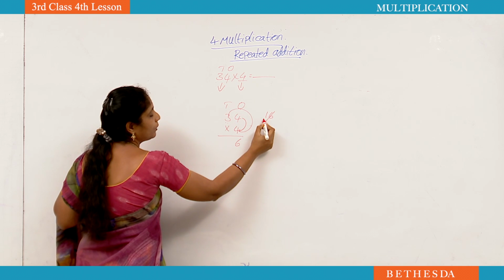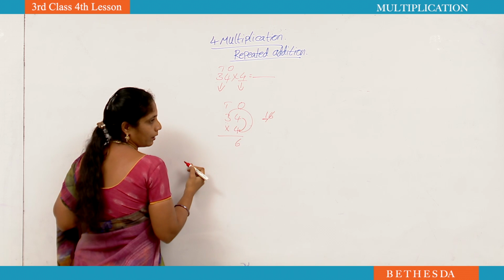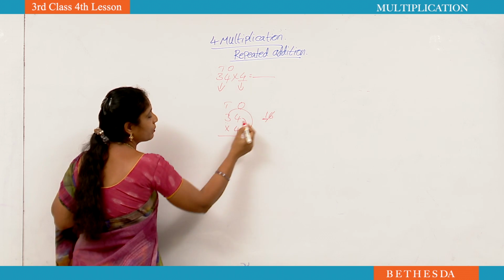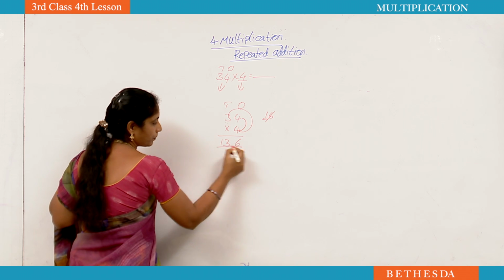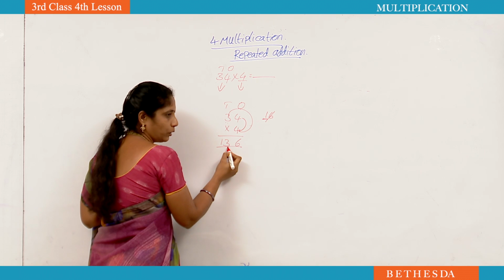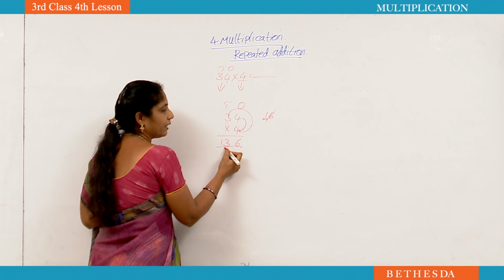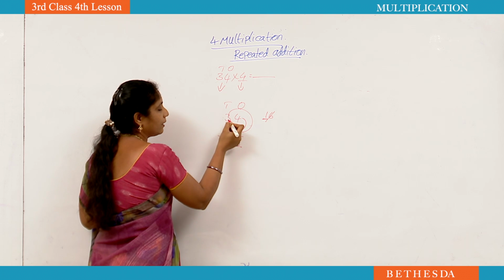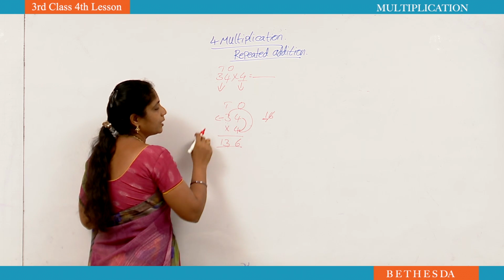Here we got 12 and we left here 1. 12 plus, we have to add the 1 for 12. 12 plus 1, 13. You may ask me, teacher, in 13 we are having 2 digits. Then why did you write it directly down?